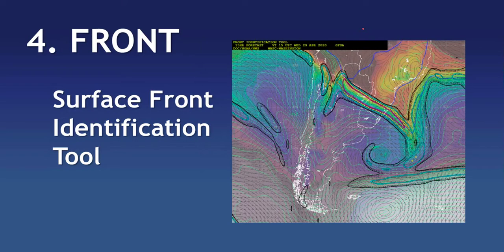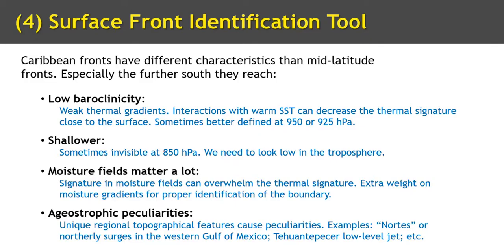This is also being used quite a bit in the Americas, and people have mentioned they're happy with it. I know TAFB is using it as well in the National Hurricane Center. And this is an algorithm to help us identify surface fronts. Sometimes they're challenging.